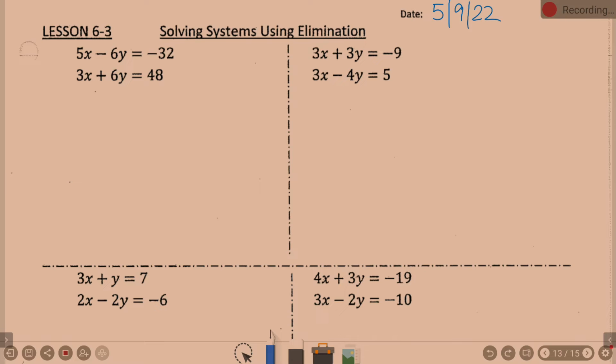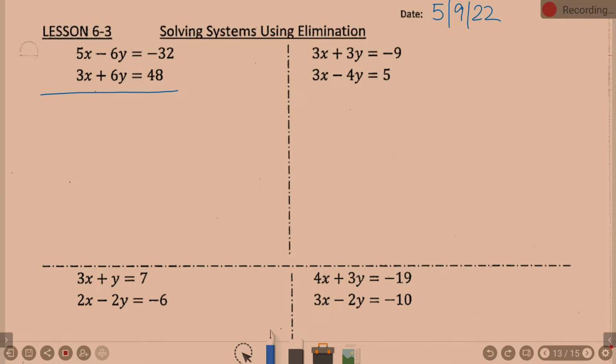Now, this one's even better because what do you notice about the signs in front of the 6y's? They're not the same, which is what we want. I prefer that I have a positive and a negative. Because what happens when I add a positive 6y and a negative 6y? They cancel to be 0. Or if you grab your calculator and do 6 plus negative 6, it is 0.